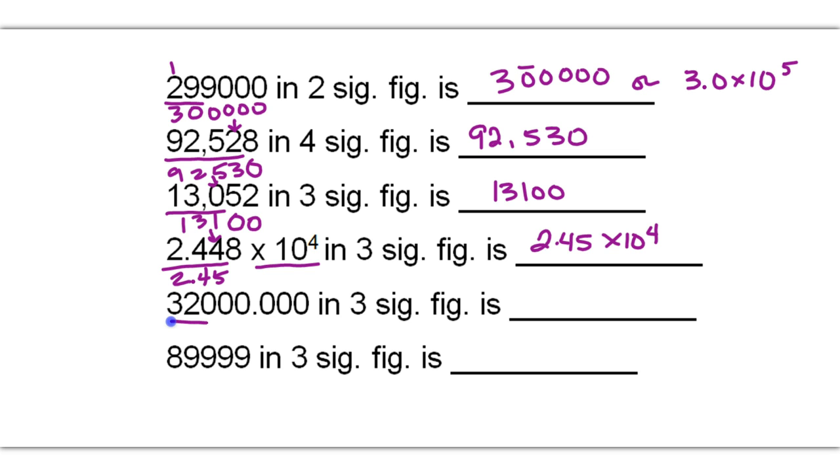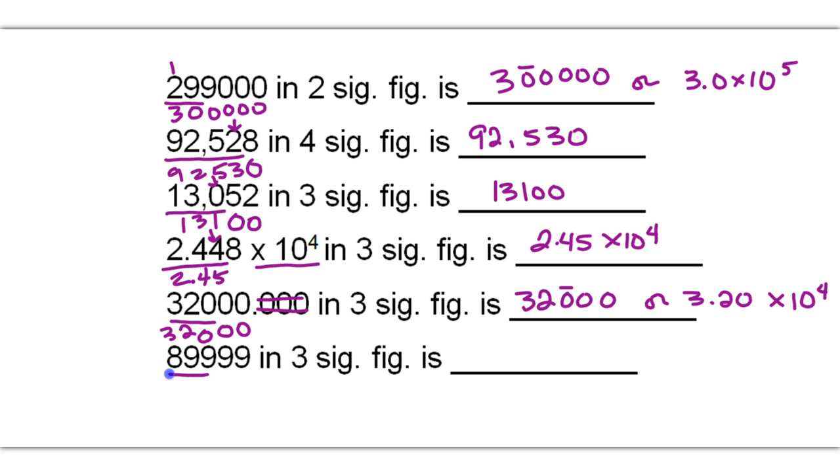Number 3, I only need 3 sig figs. And so this doesn't actually round. It just stays because it's followed by a 0. I have to drop off everything trailing after the decimal. And then I need to keep all the zeros that are in front of the decimal. And so this would equal 32,000. And I need a line over that 0 to have 3 sig figs. Or you could write it in scientific notation, 3.20 times 10 to the 4.